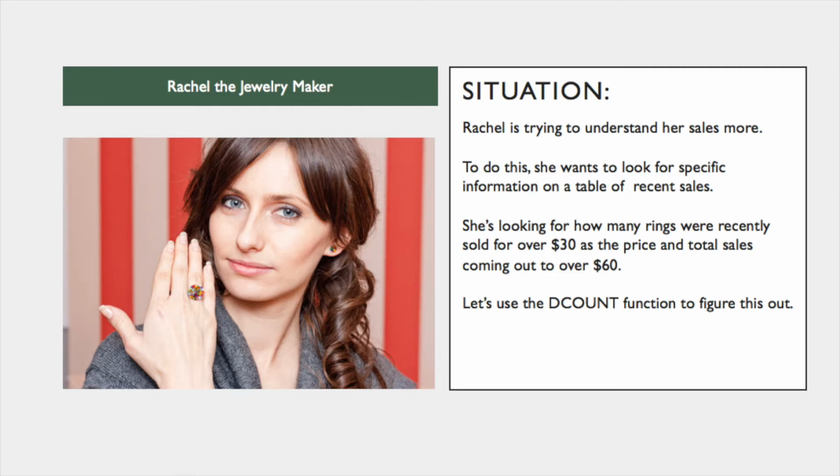Now, Rachel is trying to understand her sales more. To do this, she wants to look for specific information on a table of recent sales. She's looking for how many rings were recently sold for over $30 as the price, and the total sales for that time frame coming out to over $60. Let's use the DCOUNT function to figure this out.